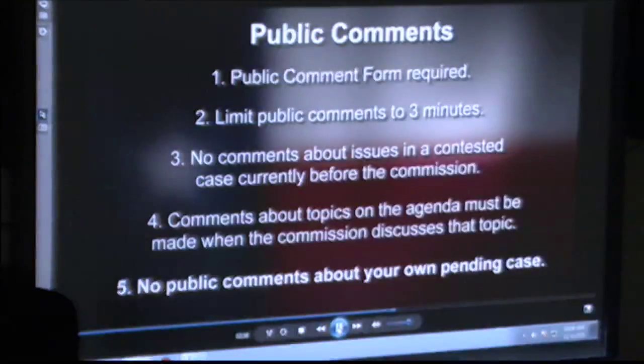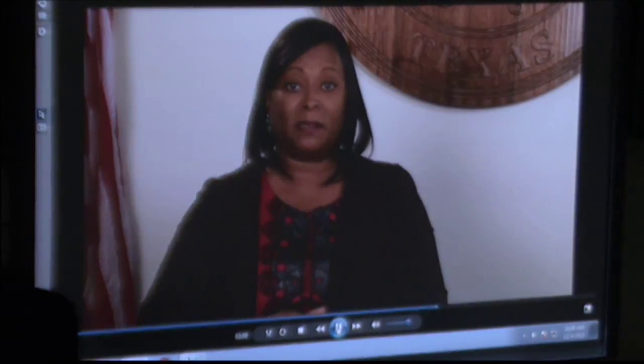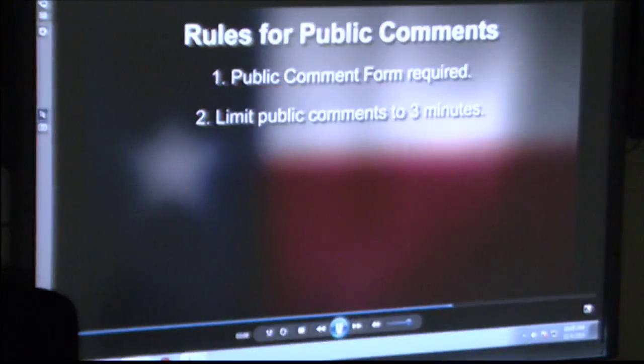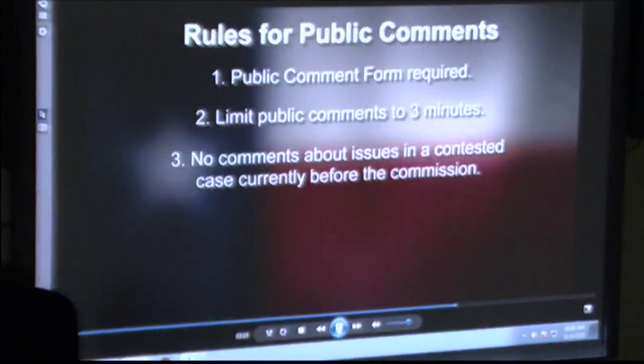If you have a case pending before the commission, you'll get an opportunity to talk to the commission about your case when it comes up on the agenda. For that reason, you will not be allowed to talk to the commission about your case in the public comment part of the meeting. The commission will hear your case when it has to decide your case and when the commissioners have your case filed in front of them. So those are the basic rules about making public comments at a commission meeting. You must fill out a public comment form. You only have 3 minutes to make all of your comments. You may not comment on any case the commission has to decide that day.